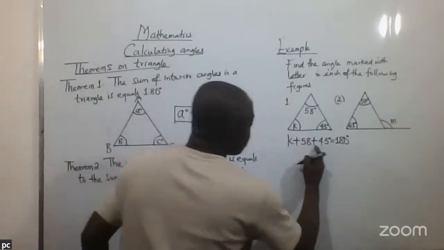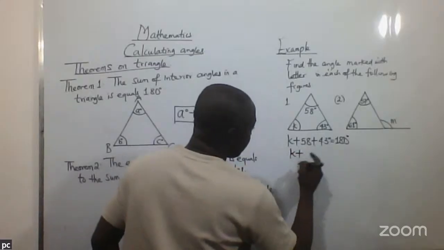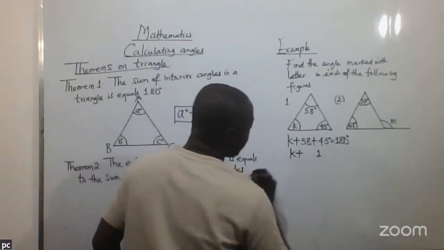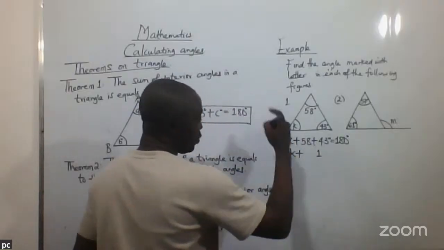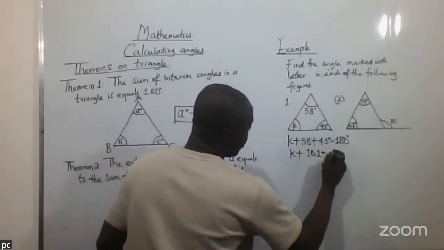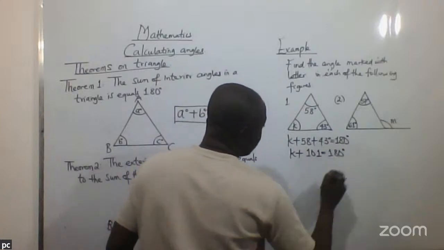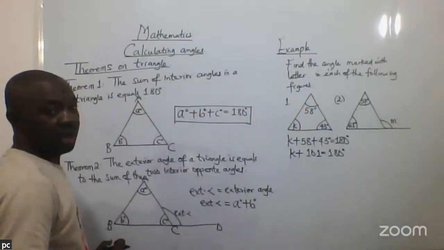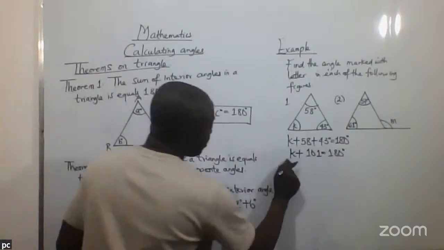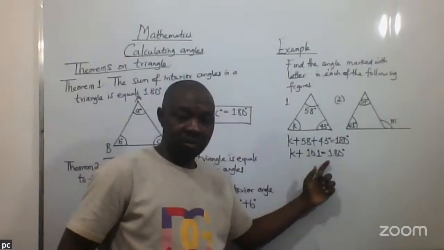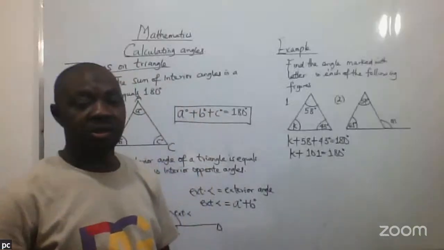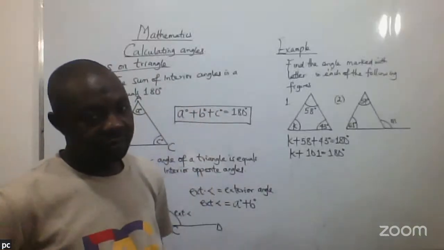So let's add this together. We have k plus 3 plus 8, that will be 11. Then carry 1. 5 plus 4 is 9, plus 1 is 10. So this will be 101. Then that will be equal to 180 degrees. So let's get the value of k. I'm sure you know this is a one-step equation. What's the value of k in this case?